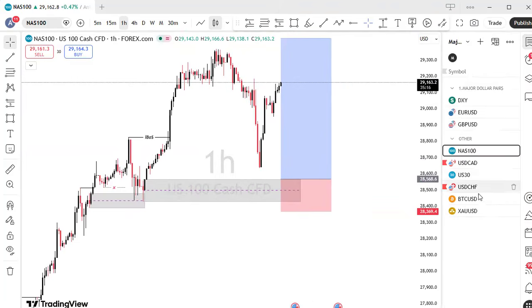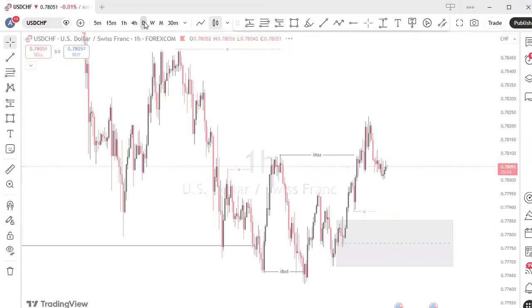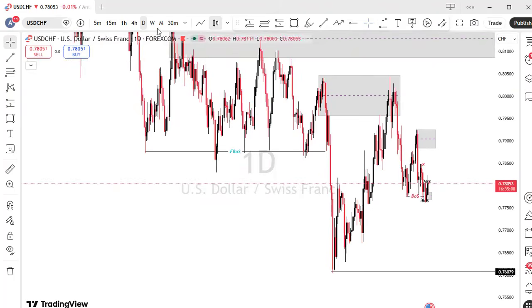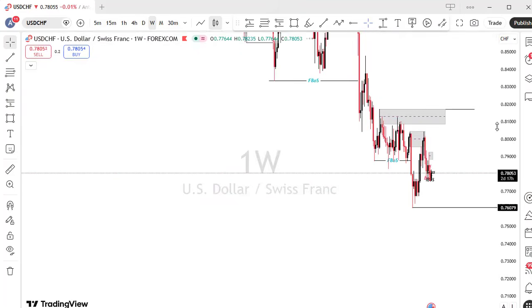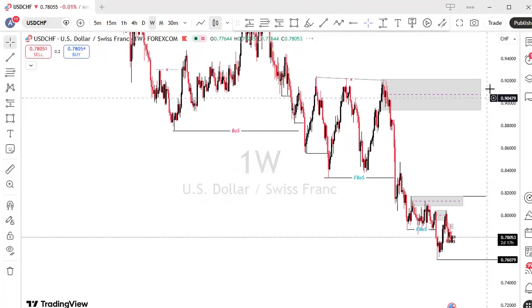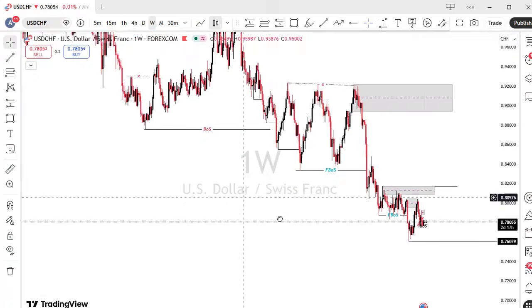So the next pair that I'm watching is the USDCHF. Let me start from the higher time frame. Let me go to the daily first. To the weekly, sorry. If you look closely from the weekly time frame, the market is really bullish, right? You can see the market is making a series of higher highs and higher lows.